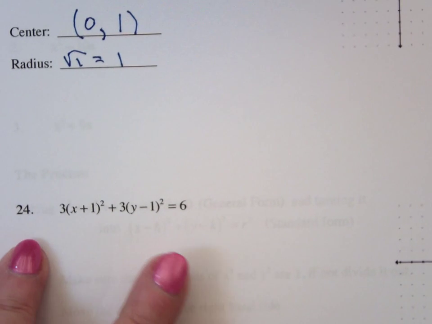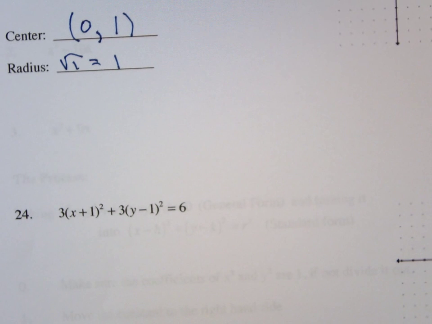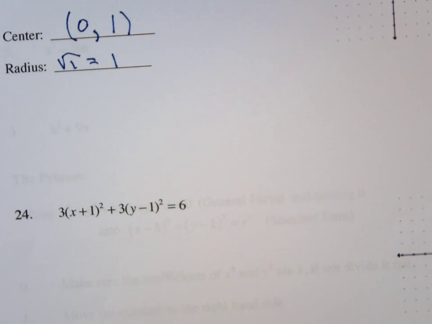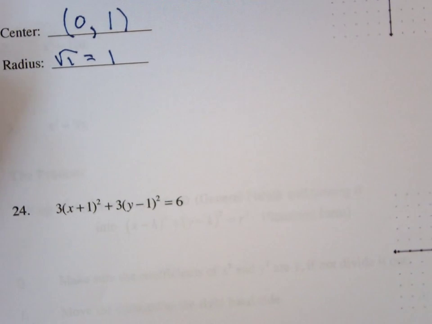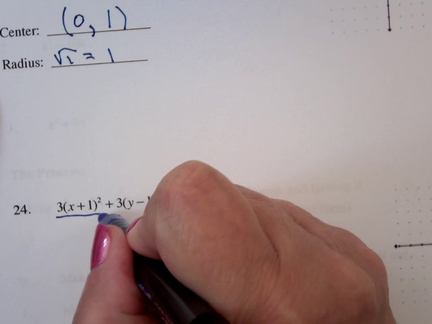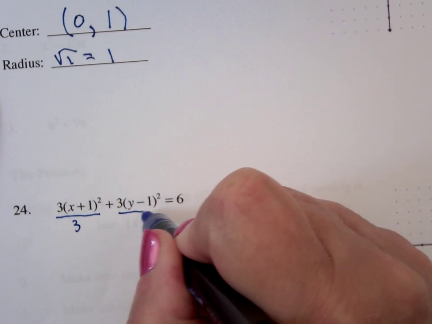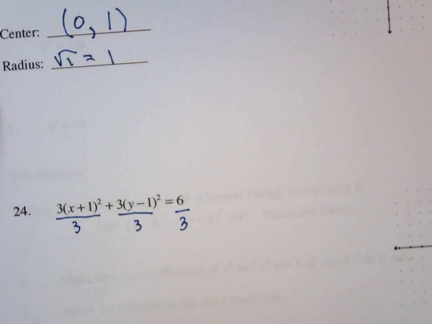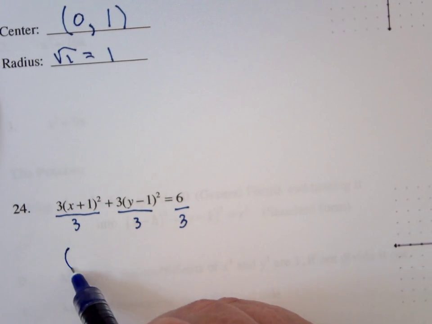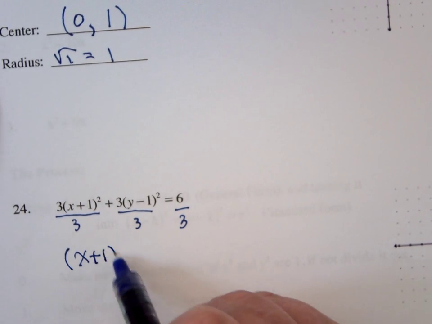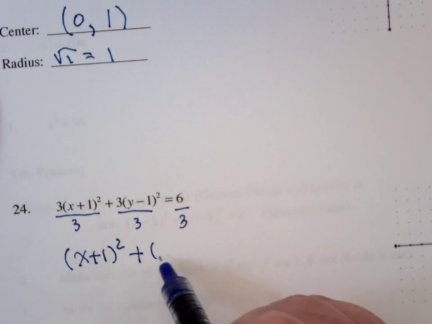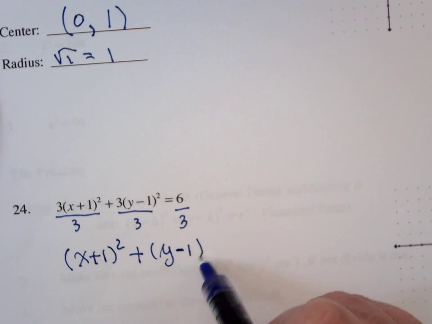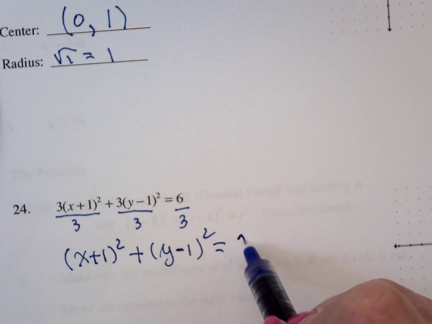Now, this is not in standard form. Why do I say that guy's not in standard form? What do you see? You see a 3? So I need to divide everybody by 3. So then this would say x plus 1 squared plus y minus 1 squared equals 2.